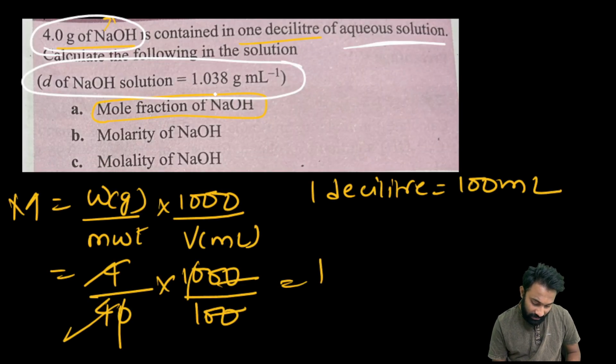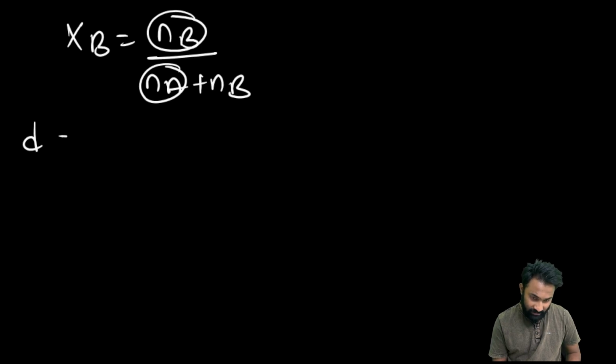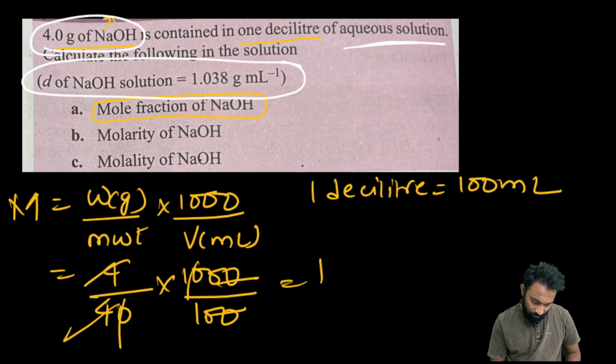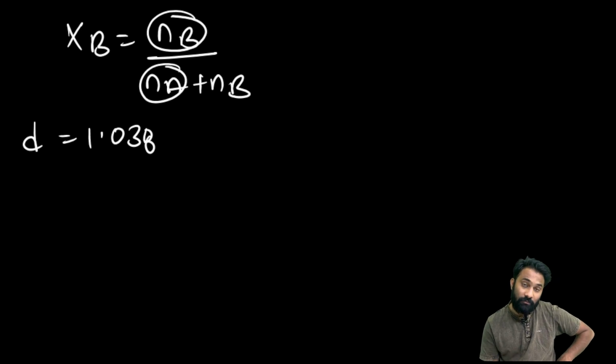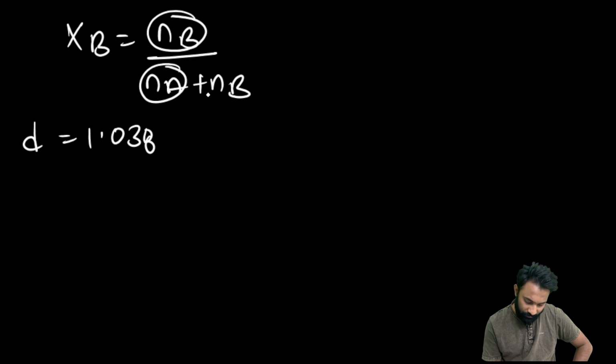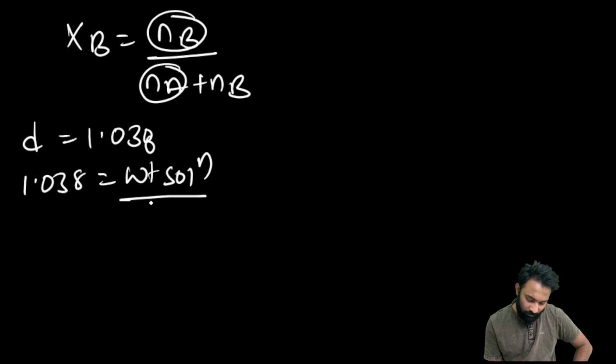But luckily they have given the density. Density is 1.038. If they have given the density, we can identify the weight of the solvent. Density formula: weight of the solution by volume of the solution. Volume of the solution, how much they have given?